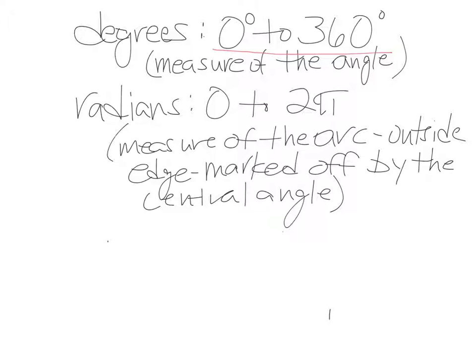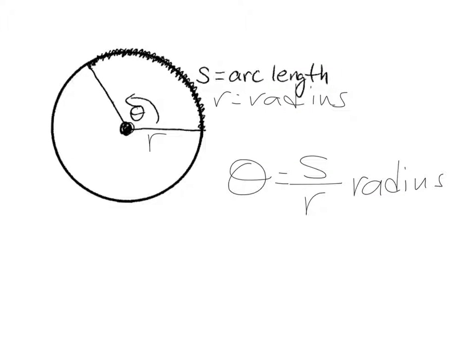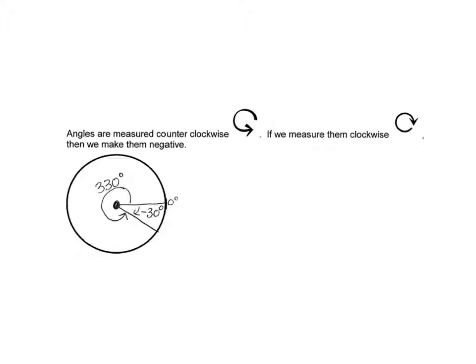Radian measure depends upon the outside edge of the circle, which would be the arc, and the radius also. So the radian measure of an angle is between 0 and 2 pi. You can see the arc is this outside edge, and the angle in radians is equal to the arc length divided by the radius. You won't really have to worry about that. We're just going to be able to right now go back and forth between degrees and radians.